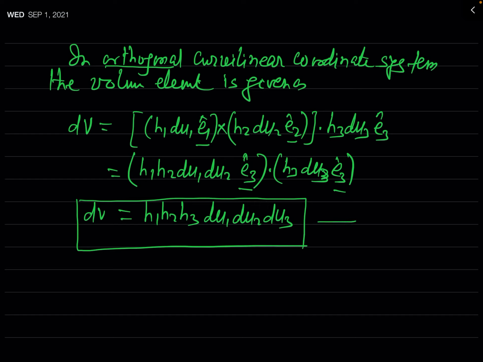Remember, this result is not a general result. This will be valid only when your coordinate system is orthogonal. And you will see when we discuss the particular orthogonal curvilinear coordinate system, then this result will be very useful. So this is all about the arc length and volume element in orthogonal curvilinear coordinate system. Now in the forthcoming lecture, we will see the orthogonality of this curvilinear coordinate system and the particular orthogonal curvilinear coordinate system.